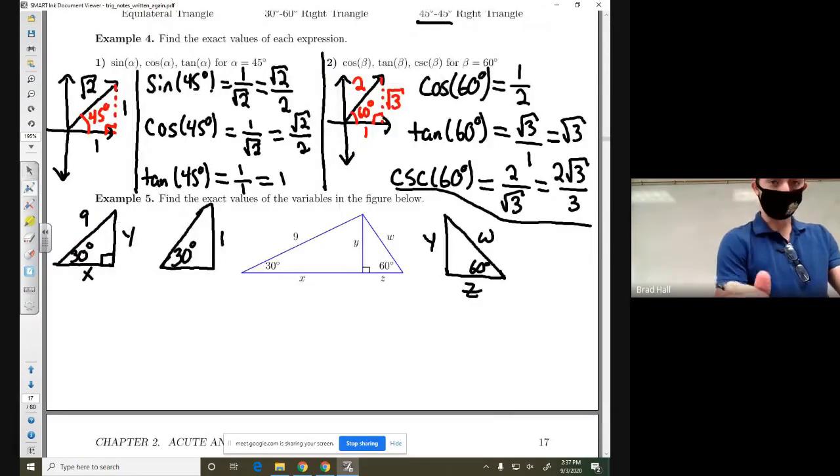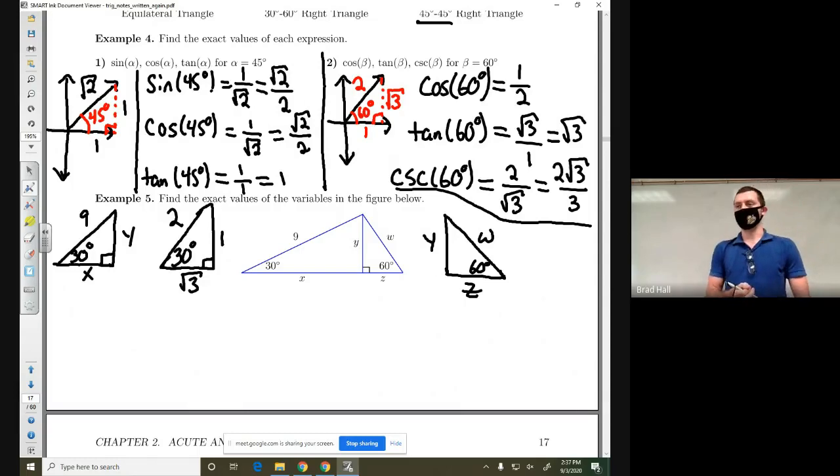So 1 would be here, square root of 3 would be down here, and 2 would be here. And what we did was, they're not the same triangle or congruent in that sense, but they're similar triangles. We've already talked about similar triangles. Similar triangles, the ratios of the corresponding sides are the same. So we can manipulate that to figure out x and y.